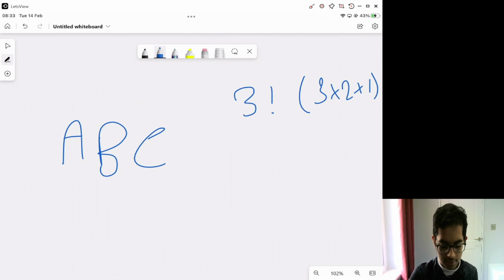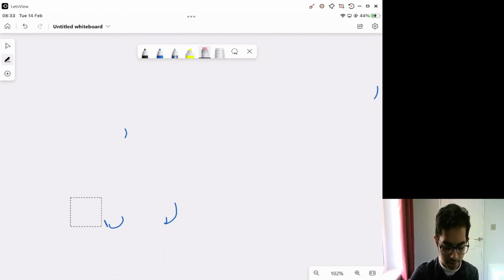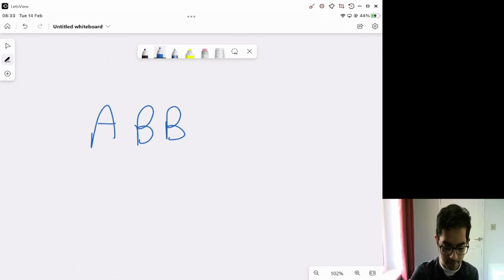And now, if you have, let's say, A, B, C, D, it would be 4 factorial, since there are 4 letters, so we just do 4 times 3 times 2 times 1, which is going to be 24. So, now, what if you have repeated characters there? Let's say you have A, B, B, C.